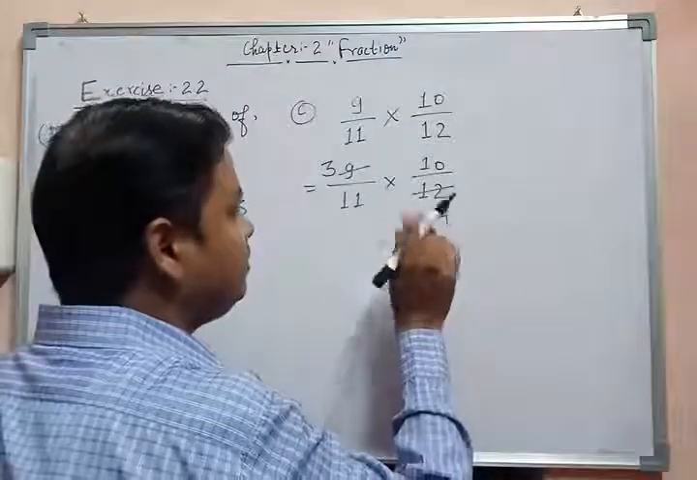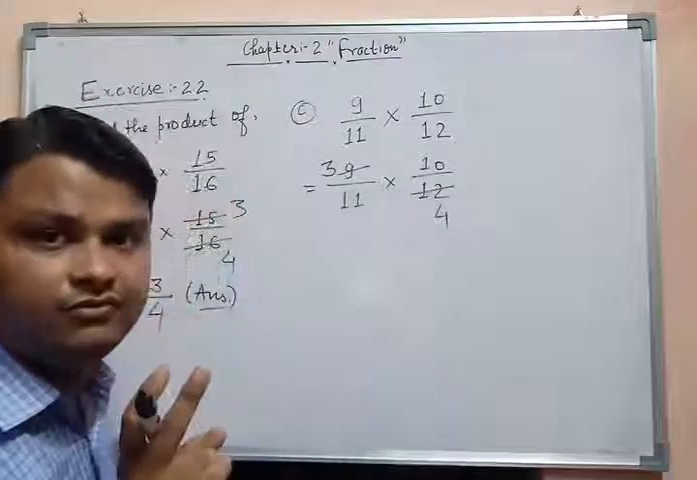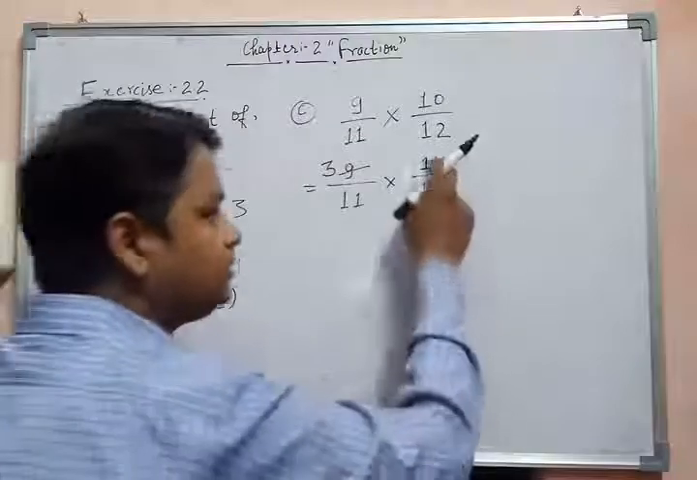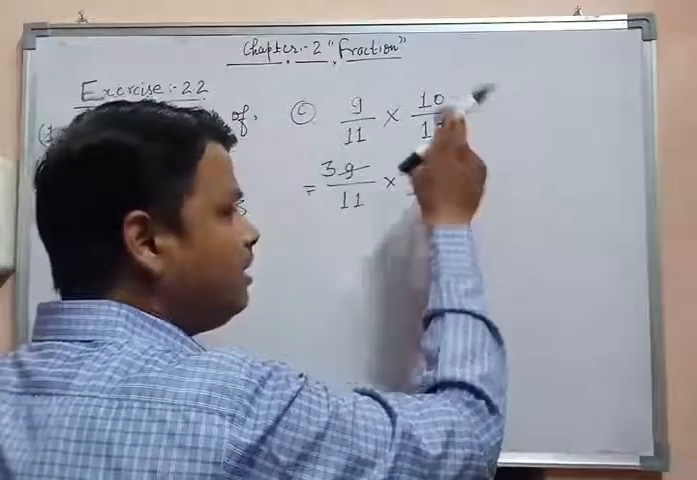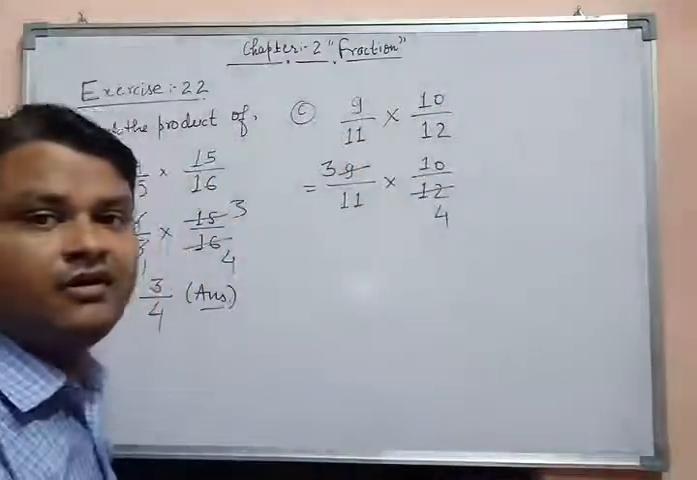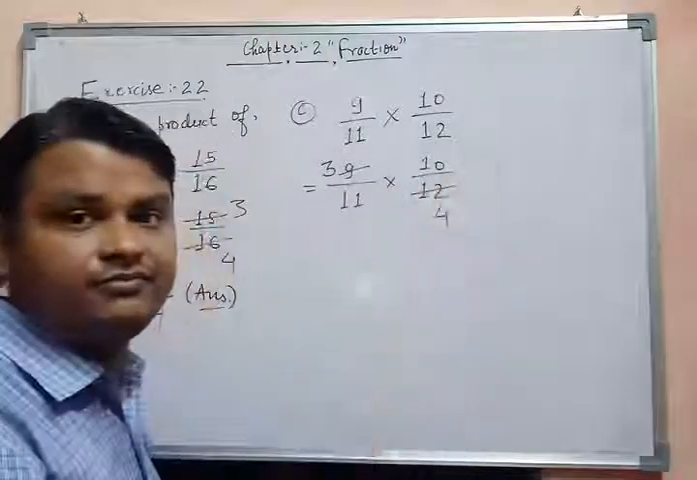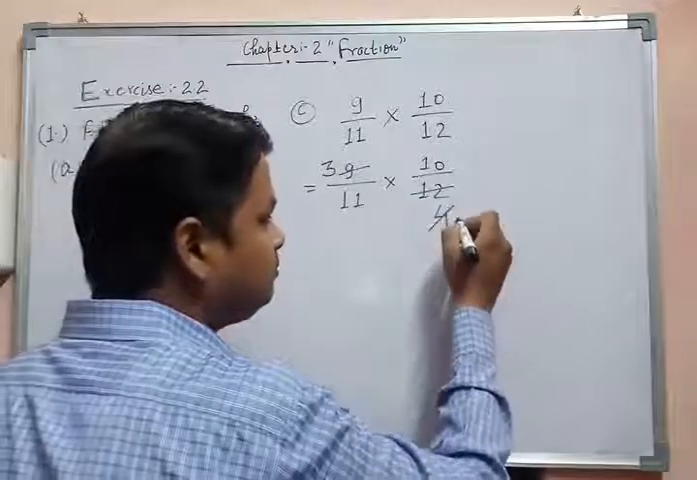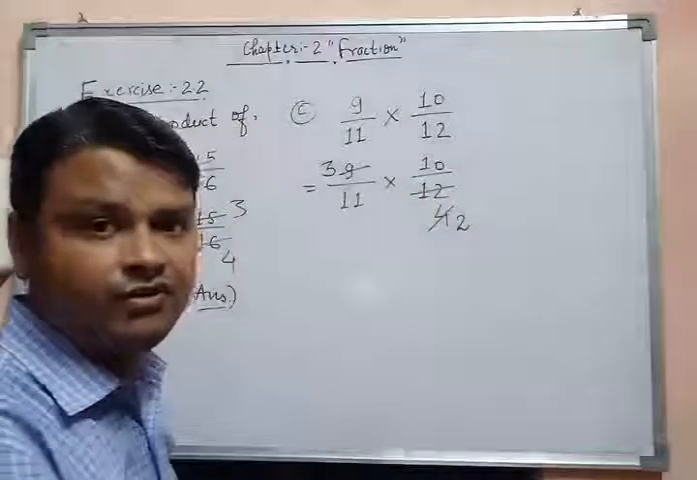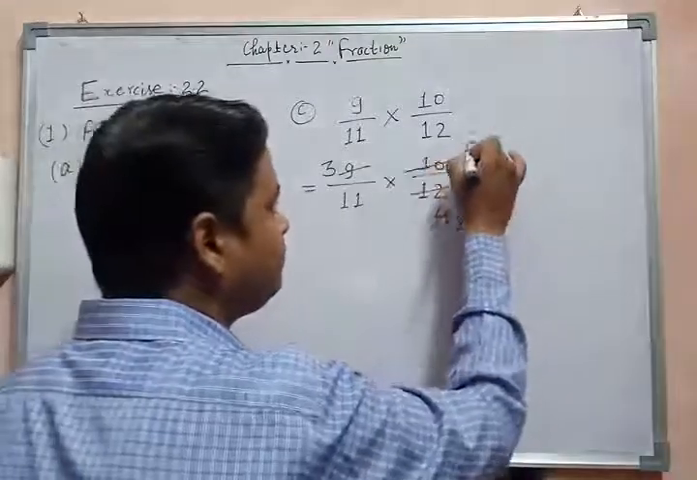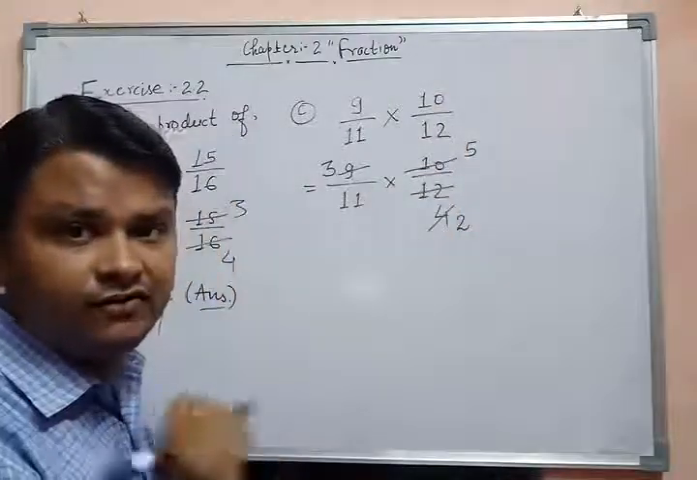Now in the table of 2, 10 and 4 also come. So students, it can be divided by 2. 2 2s are 4 and 2 5s are 10.